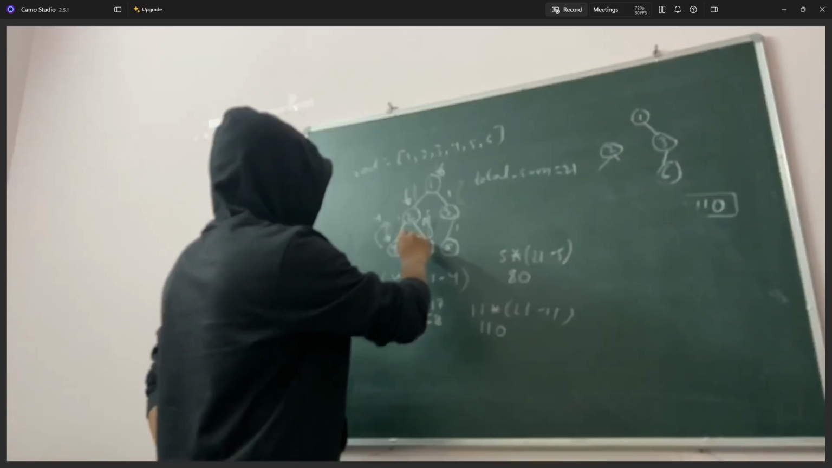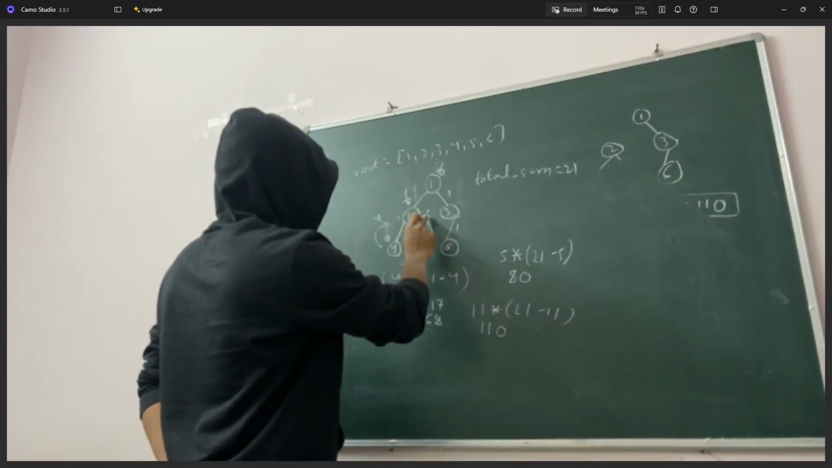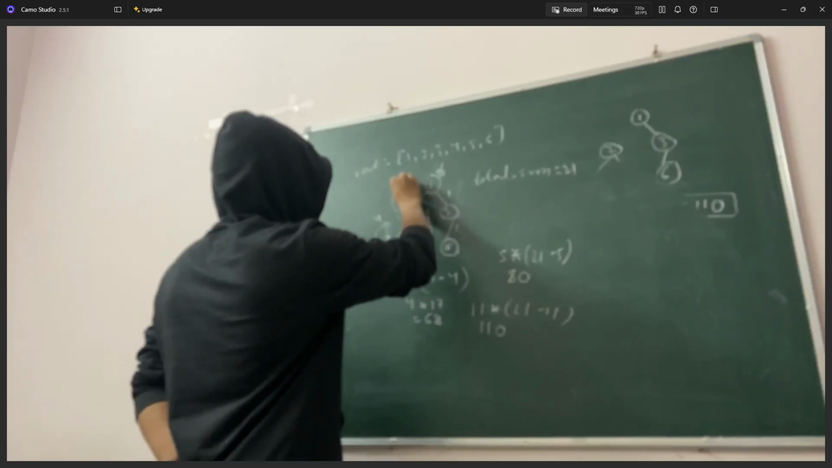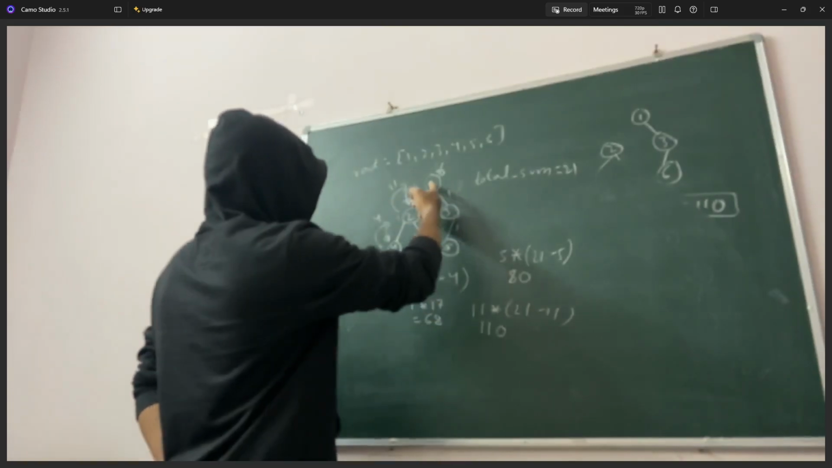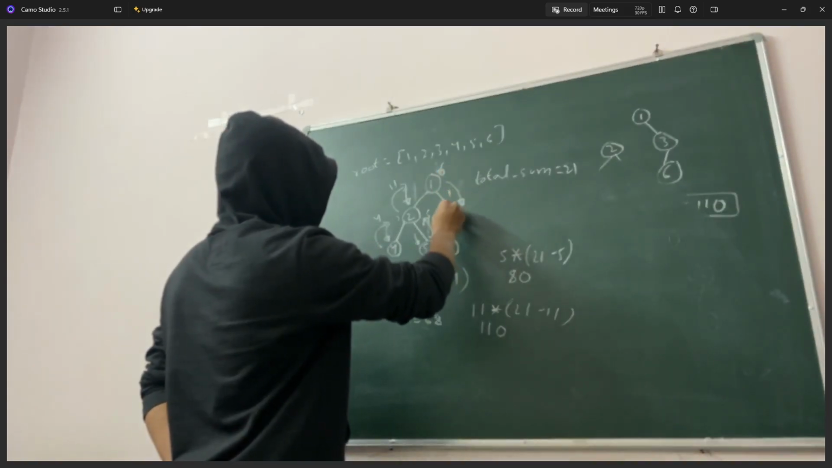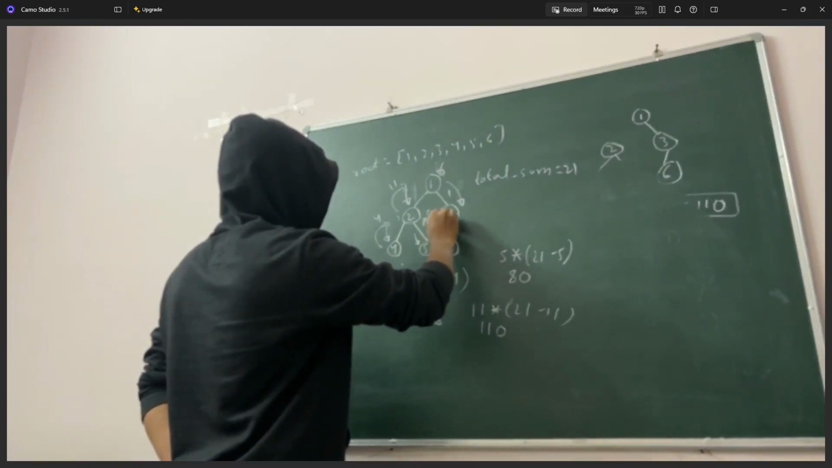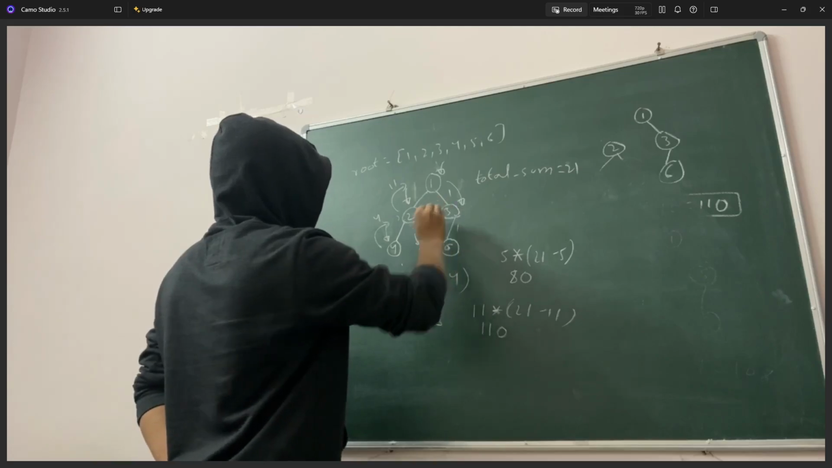You have done this. Now when you are moving back, you will be returning the entire subtree sum, which is 11. Now the same thing you will do, you will move to the right hand side, then to the left hand side. Left hand side you have nothing, so it will return 0.